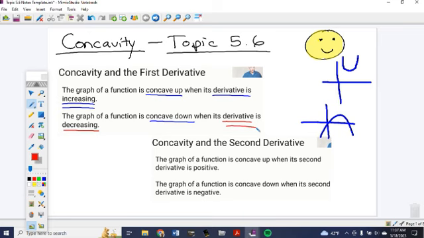So we can also use the second derivative to help us with this. Basically, the graph of a function is concave up when its second derivative is positive. That makes sense from the first statement, because the second derivative is the derivative of the first derivative. So if it is positive, then the first derivative has to be increasing. If the value of the second derivative is negative, then it makes sense that the derivative is decreasing. That's the relationship between the first and second derivative when it comes to concavity.